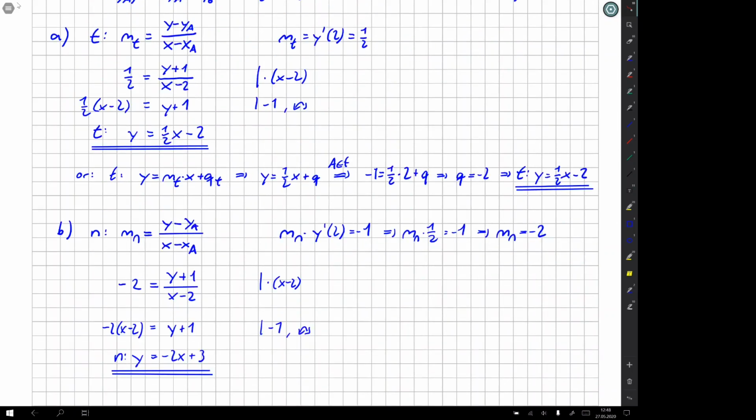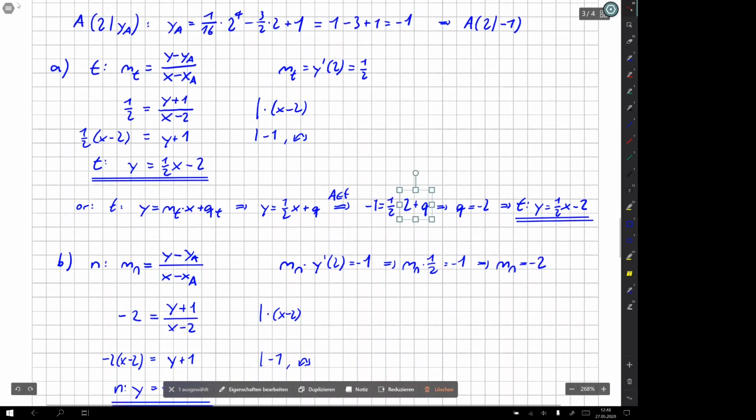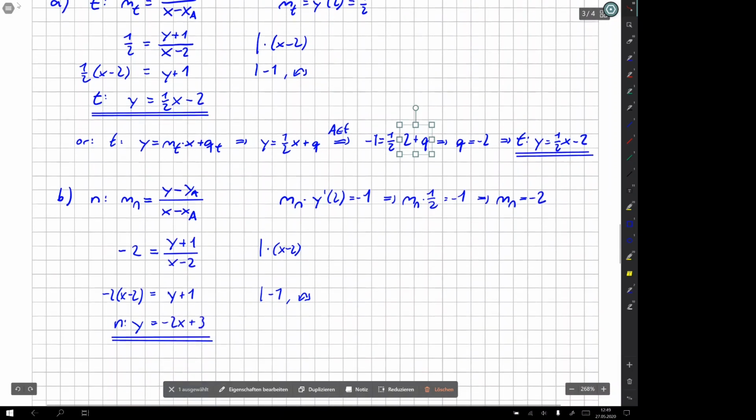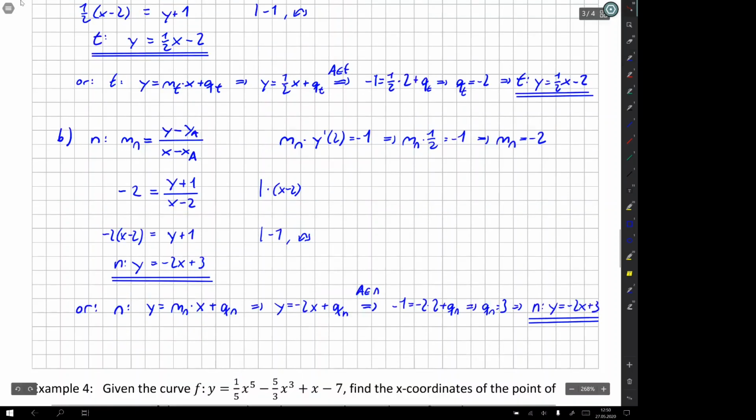Now we insert the minus 2 into this one, so we get minus 2 equals y minus ya, and ya is still the same point as before. So ya is minus 1, and y minus minus 1 is y plus 1. The x coordinate is still the same, so I get x minus 2 here, and solving that we get in the end y equals minus 2x plus 3 as the equation of the normal line. We can also solve that using the gradient intercept form instead of the gradient point form, and we get this solution here.